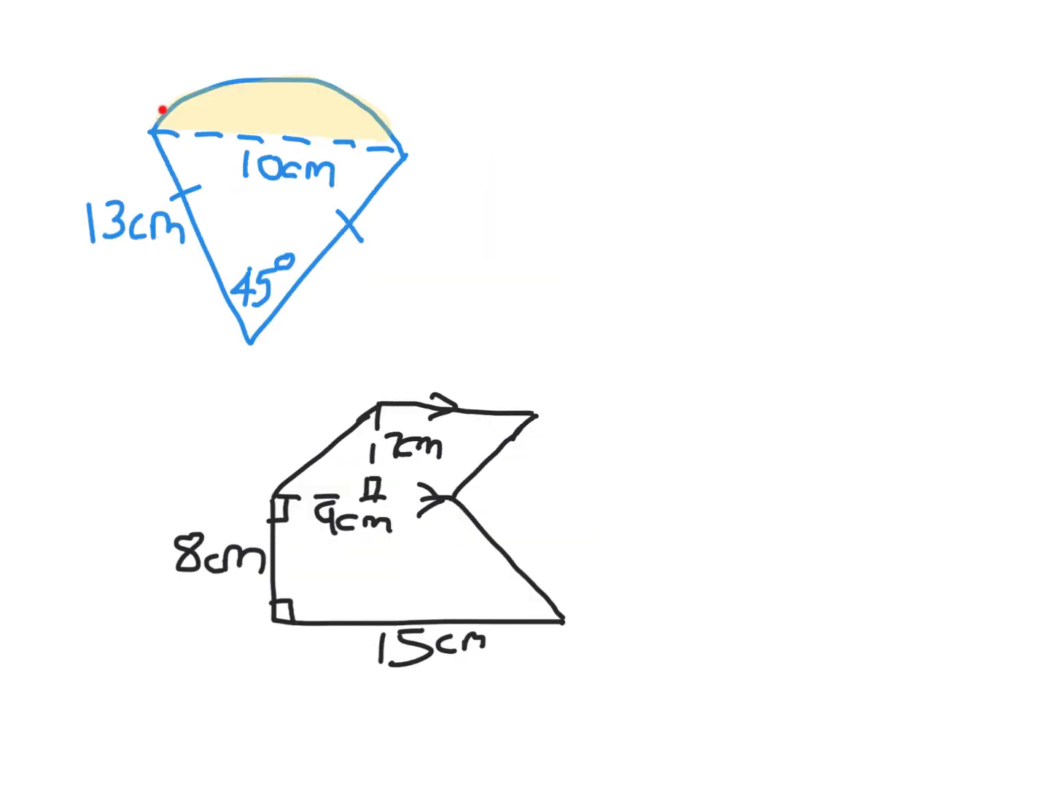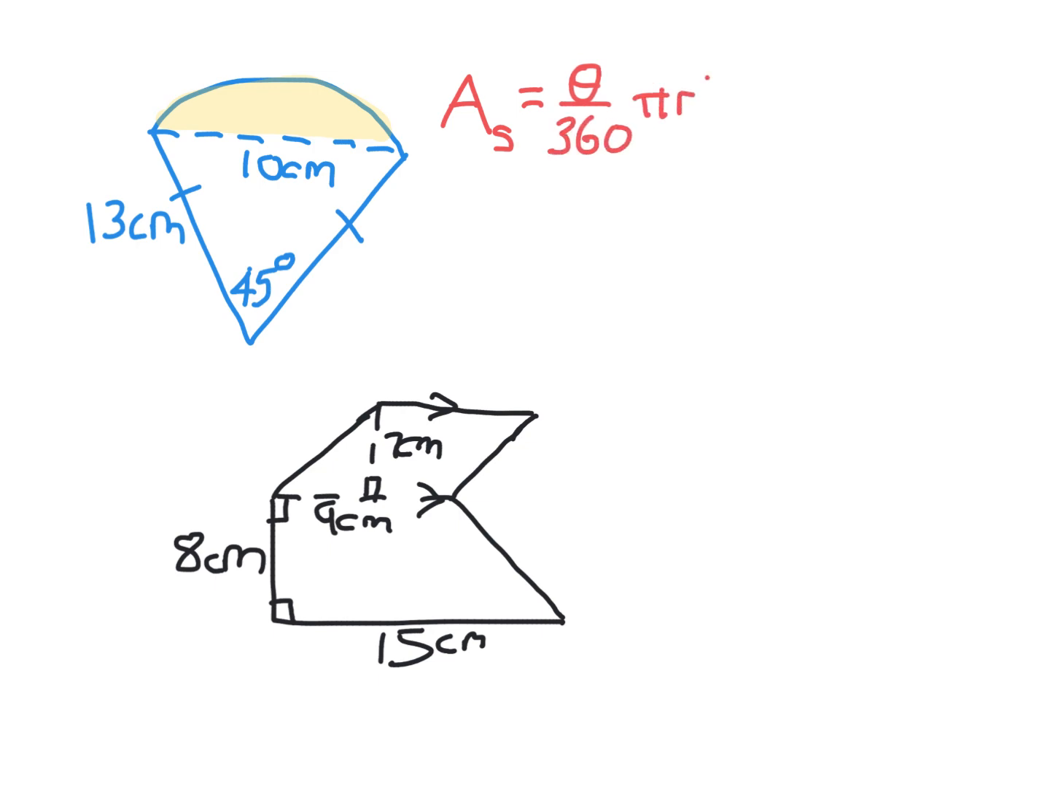So let's have a go at finding this shaded area here. So the way we can do that, we can find the area of the whole shape. This is a sector, so part of a circle. It's like a slice of pie cut out of a circle. So sector minus triangle leaves the area of the shaded part. So let's first find the area of the sector. I'll call that AS. So the formula for area of a sector is theta over 360 times pi r squared.